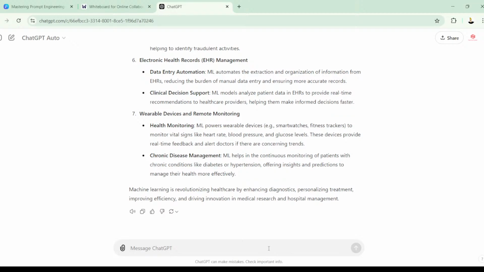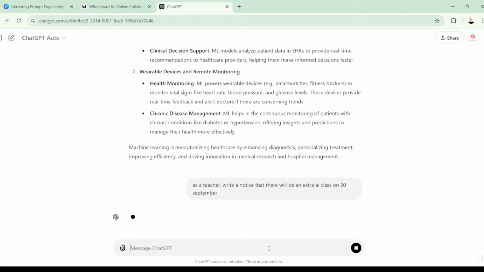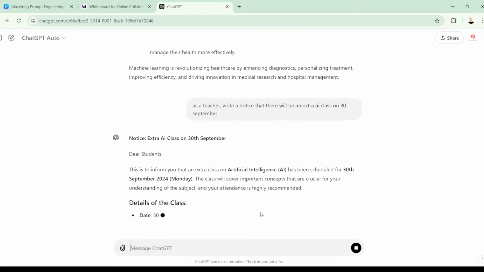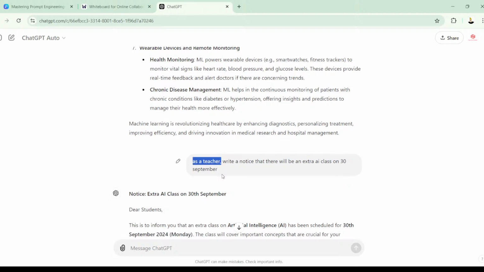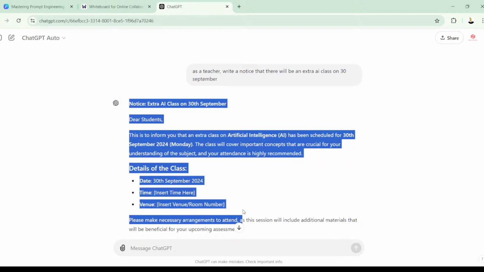This is the type of prompt that we teachers use almost every day. Let me show you an example. As a teacher, write a notice that there will be an extra AI class on 30 September, right? Now, as I have given a role to ChatGPT as a teacher, this is the specific response that we have gotten here.